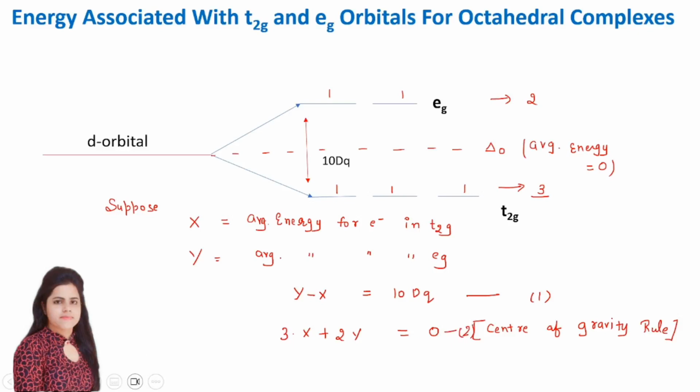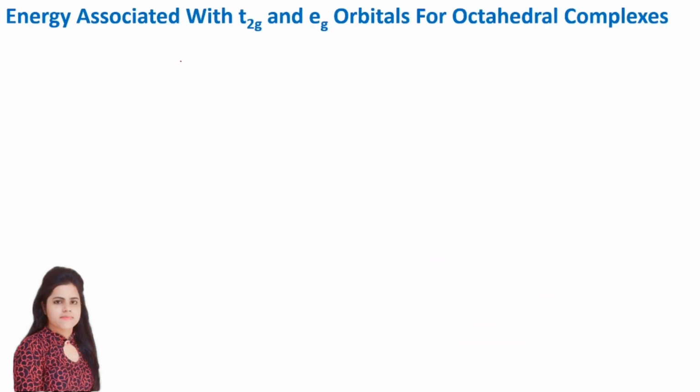Now I will use these two equations and determine the values of x and y. The first equation was y minus x equals 10 Dq, and the second equation was 3x plus 2y equals 0. I can use some simple algebra. I will multiply the first equation by 3, then it becomes 3y minus 3x equals 30 Dq, 10 into 3 is 30. The second equation will be as such, 3x plus 2y.